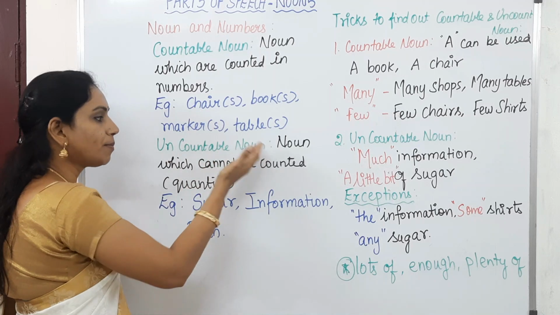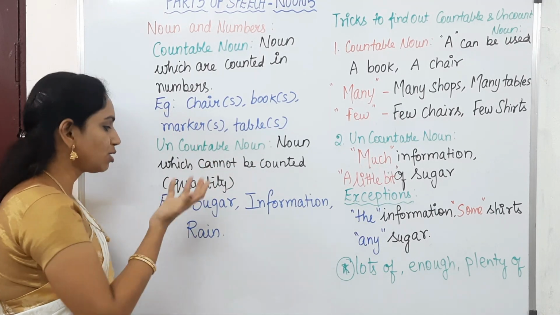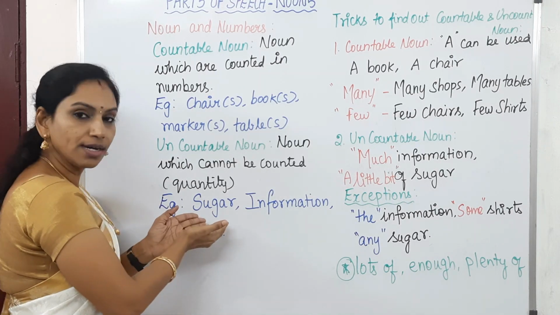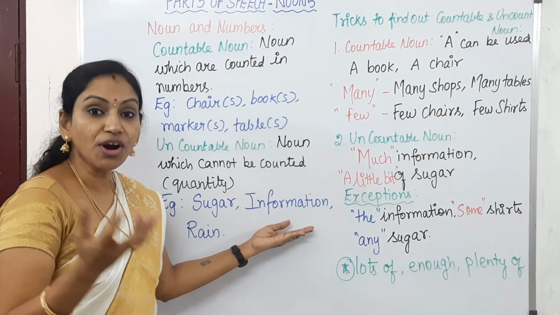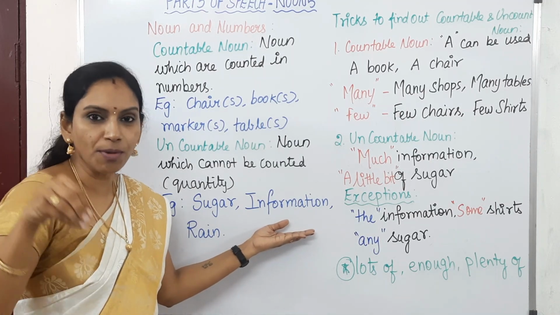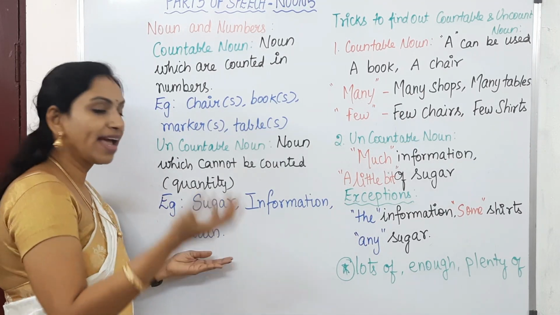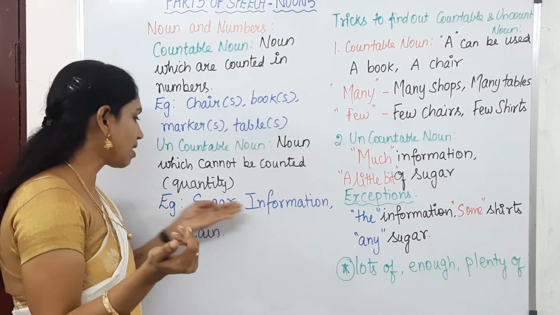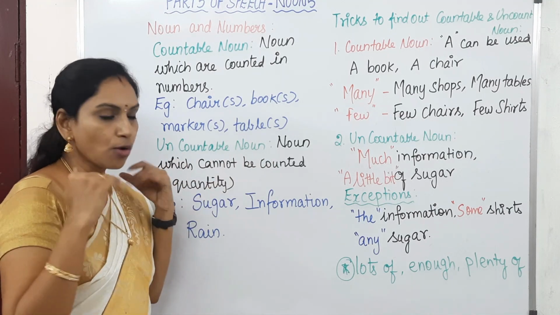Next, uncountable: you cannot count it. It will be in a wholesome quantity. Likewise, sugar. Then information. Information is also a noun only. Can you count the information? No. Rain. Can you count the rain? No. So all these come under uncountable nouns.